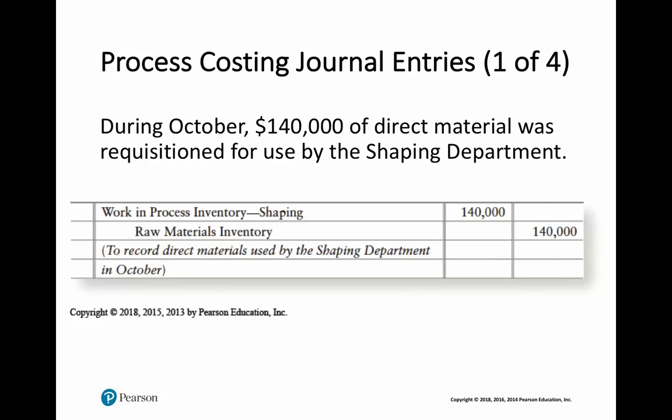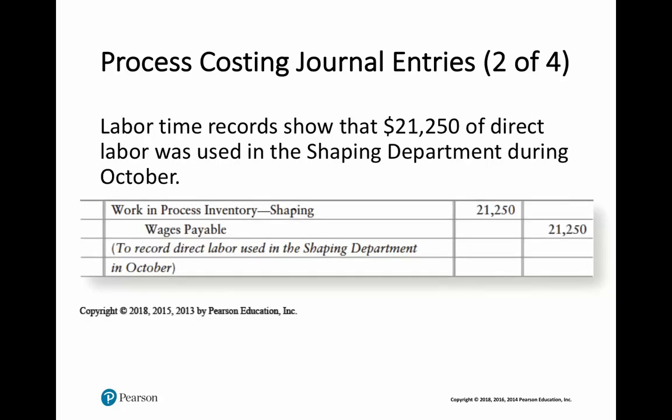For this company, they'd have a work in process account for every individual department. So if they don't properly indicate which work in process account is being allocated costs, we're going to throw off our numbers. So same thing with our wages payable. For the first department, they use $21,250. So we want to make sure that when we make our journal entry, we indicate what work in process account that's going into: shaping.